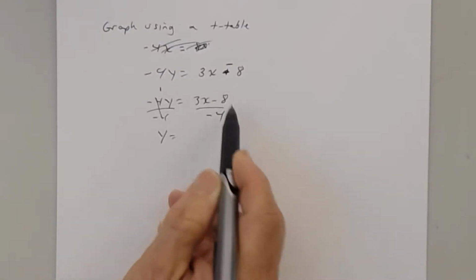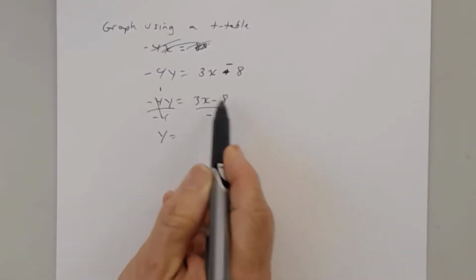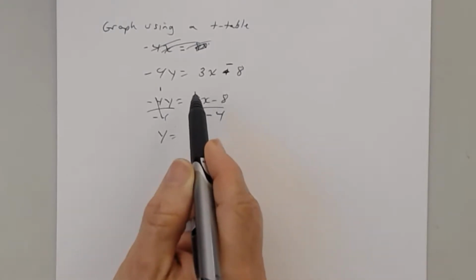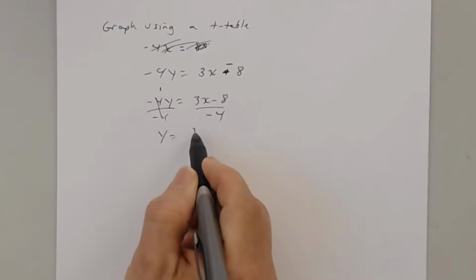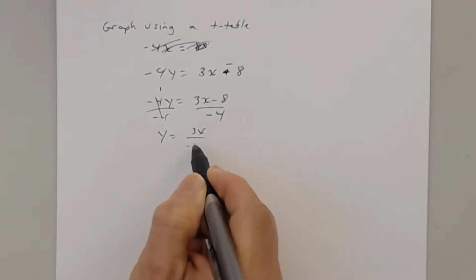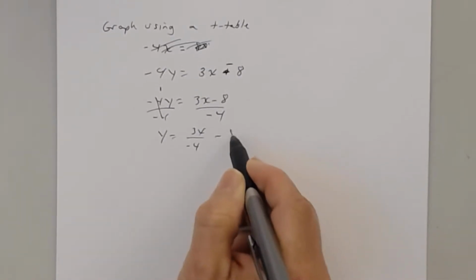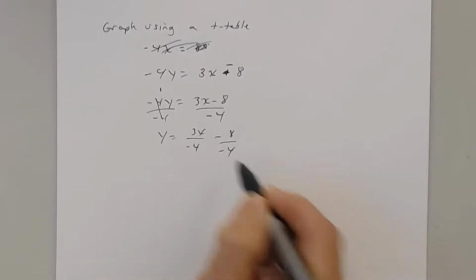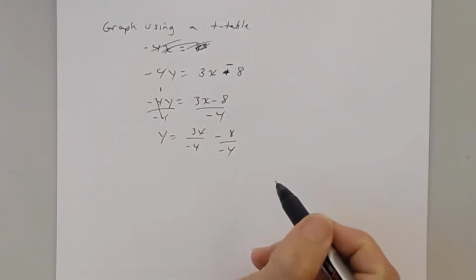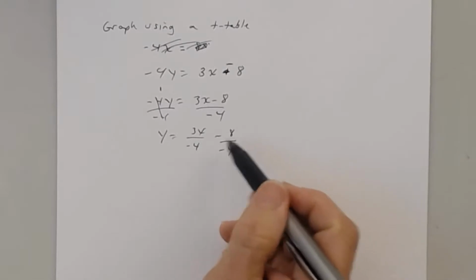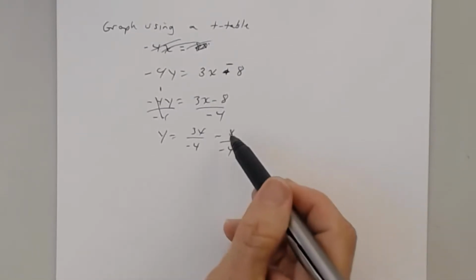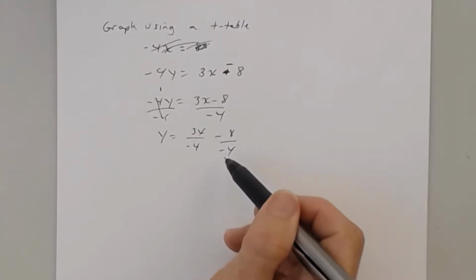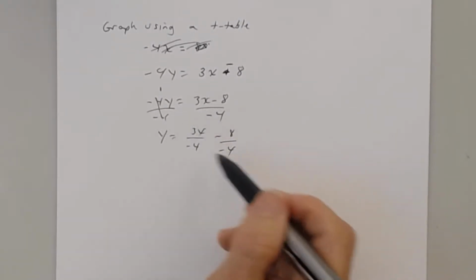Now, do you remember what we discussed about this side? Write this as two separate fractions. So you're going to say 3x divided by -4 minus 8 divided by -4. That's what we discussed. Okay? Now, you also have to remember that a positive divided by negative is a negative, and a negative divided by negative is a positive. So you want to rewrite this.